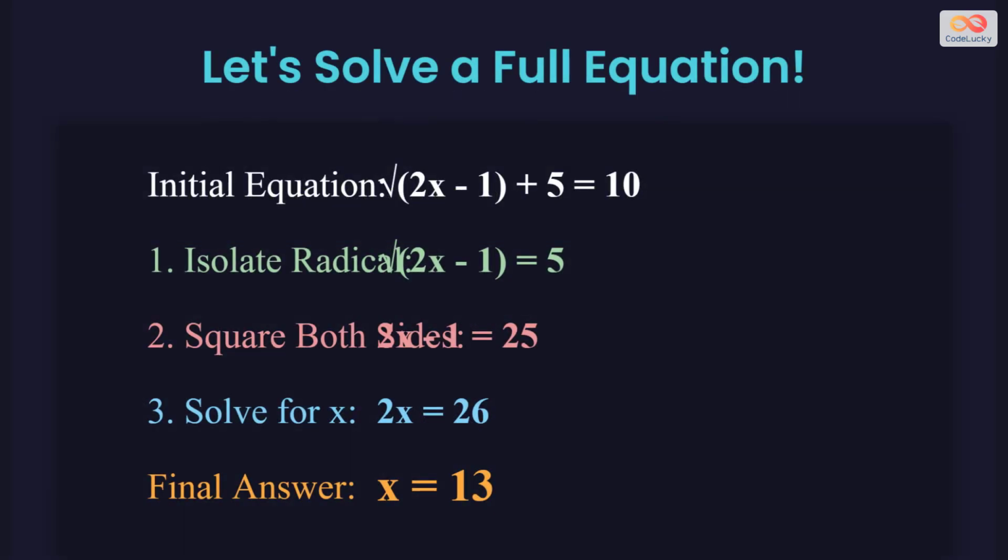Let's put it all together with a complete example. Consider the equation, the square root of 2x minus 1 plus 5 equals 10. First, we isolate the radical by subtracting 5 from both sides, leaving us with the square root of 2x minus 1 equals 5. Next, we square both sides. This gives us 2x minus 1 equals 25. Now it's a simple two-step equation. Add 1 to both sides to get 2x equals 26, and finally, divide by 2. Our answer is x equals 13.